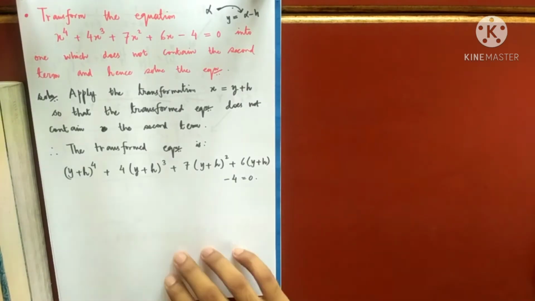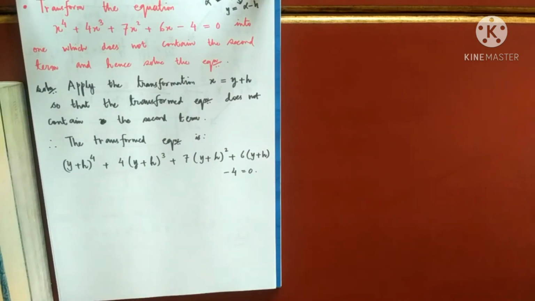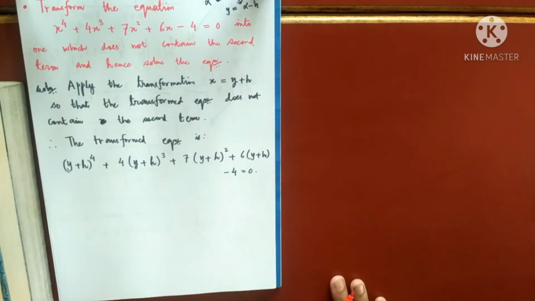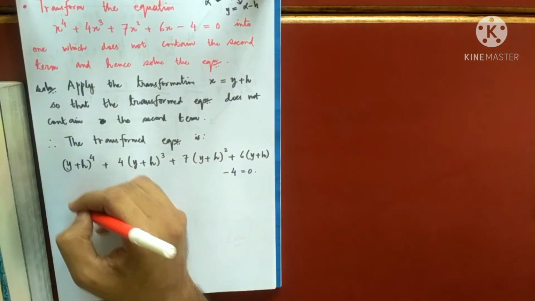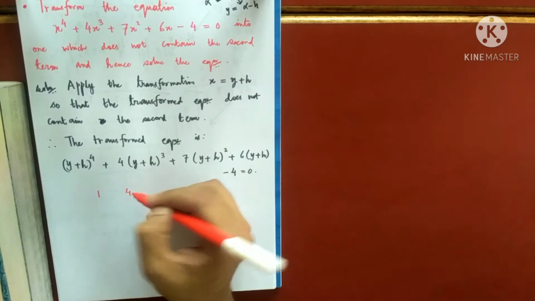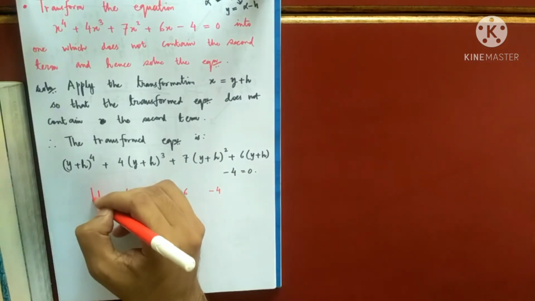All right. So then I will be doing the synthetic division to express this as a function of y. That means I will have to put y equals y minus h, because when I put y equals y minus h, then only h and h will get cancelled and y will be remaining. So I will have to divide by y minus h. That means I have to divide by h here. So let me write the coefficients first of all. The coefficients are 1, 4, 7, 6, minus 4, and I will have to divide by h.